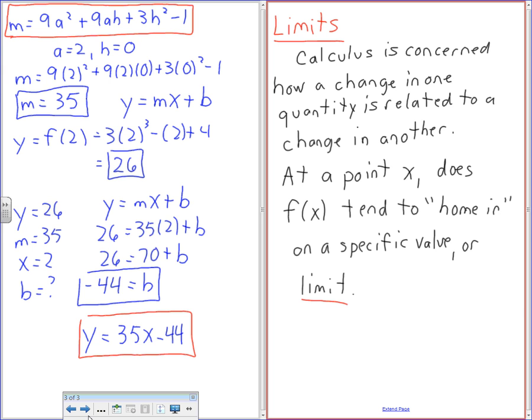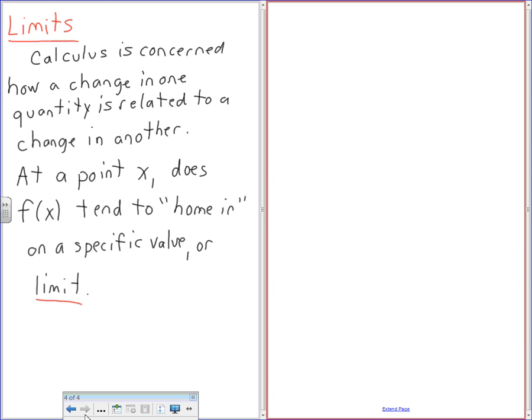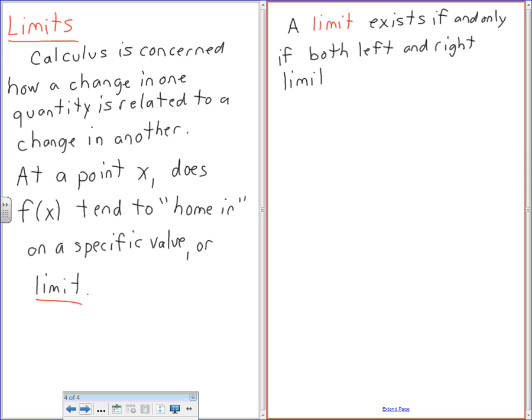So I'm going to keep on with the note, and then we'll get to algebra. The algebra is more fun. We're going to say a limit exists if and only if both left and right limits exist and are equal.